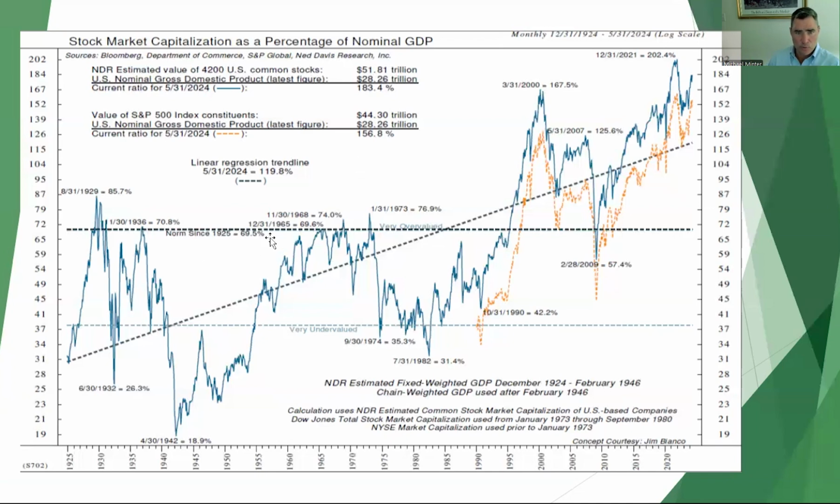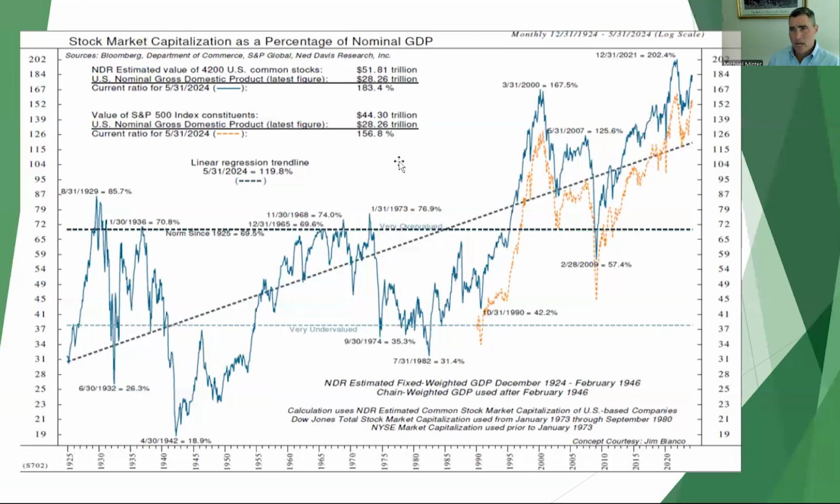The norm since 1929 was 69.5%, and today for the S&P 500, it's 156.8%. And if you're going to use all of the publicly traded companies, it's 183.4%. So it does not look like things are what he feels are cheap in this type of environment. And that probably explains why he has a record amount of $190 billion of cash on his balance sheet.